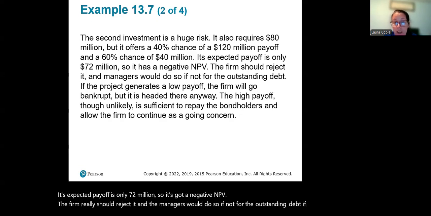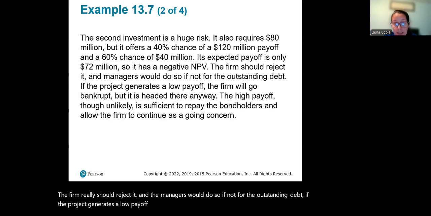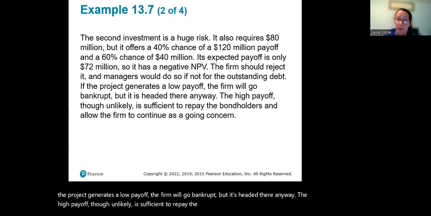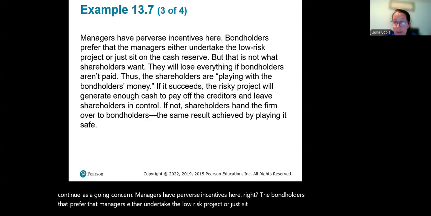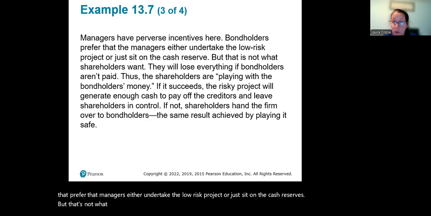If the project generates a low payoff, the firm will go bankrupt, but it's headed there anyway. The high payoff, though unlikely, is sufficient to repay the bondholders and allow the firm to continue as a going concern. Managers have perverse incentives here, right? The bondholders prefer that managers either undertake the low-risk project or just sit on the cash reserves. But that's not what shareholders want. They will lose everything if bondholders aren't paid. The shareholders are playing with the bondholders' money.